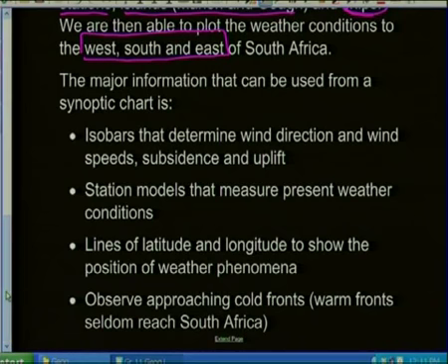First of all, we can look at isobars. Remember, isobars are defined as lines joining places of the same air pressure. This is used to determine wind direction, wind speeds or strength, your subsidence of air that is sinking, your uplift of air that is rising.